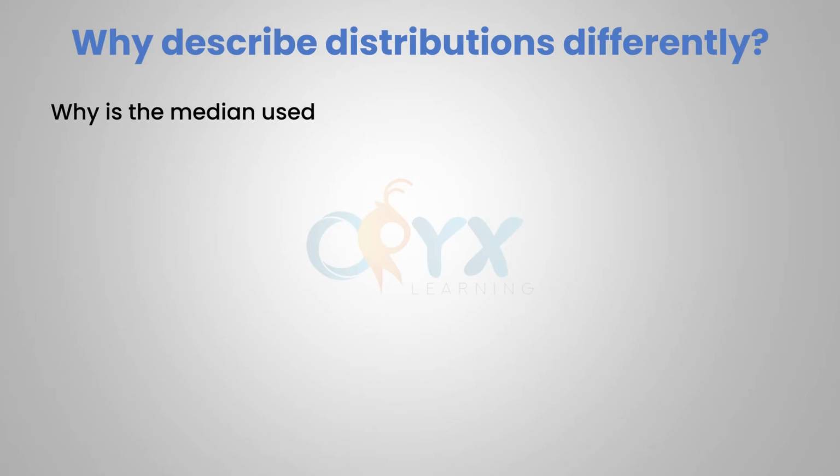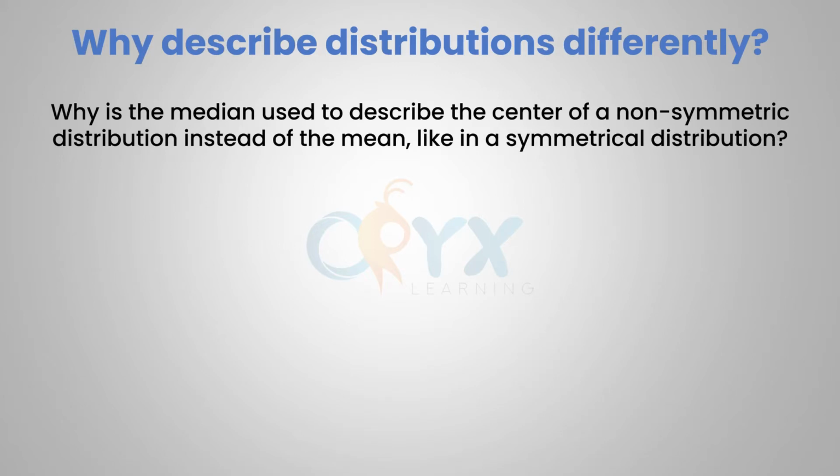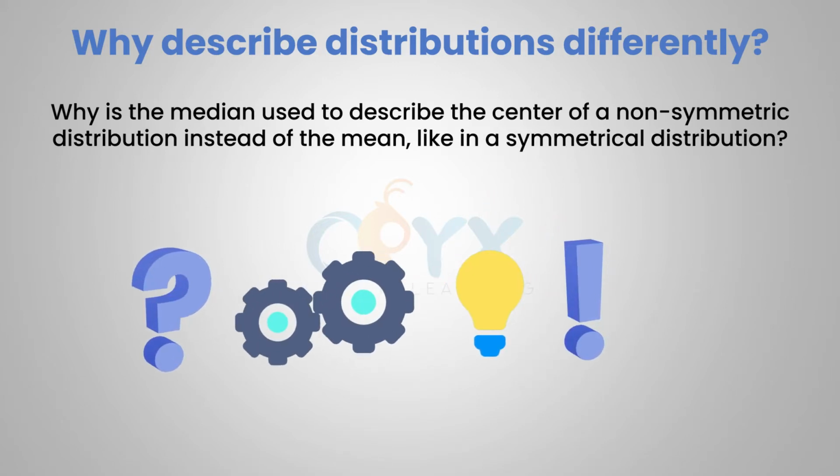Why is the median used to describe the center of a non-symmetric distribution instead of the mean, like in a symmetrical distribution? If you'd like to find out the answer to this question, please follow along and we'll revisit it at the end.